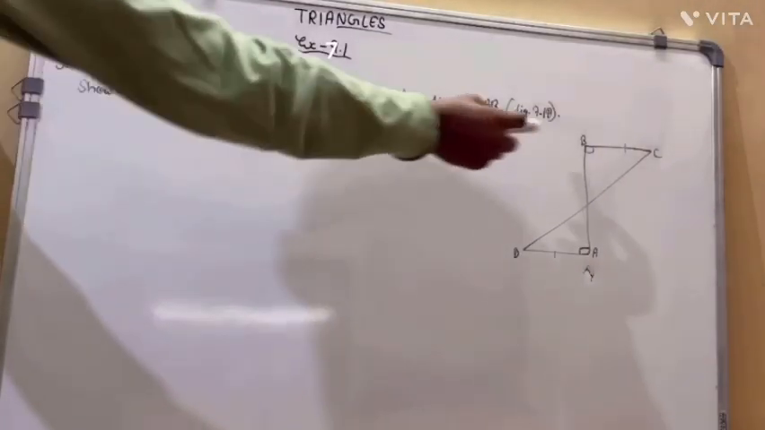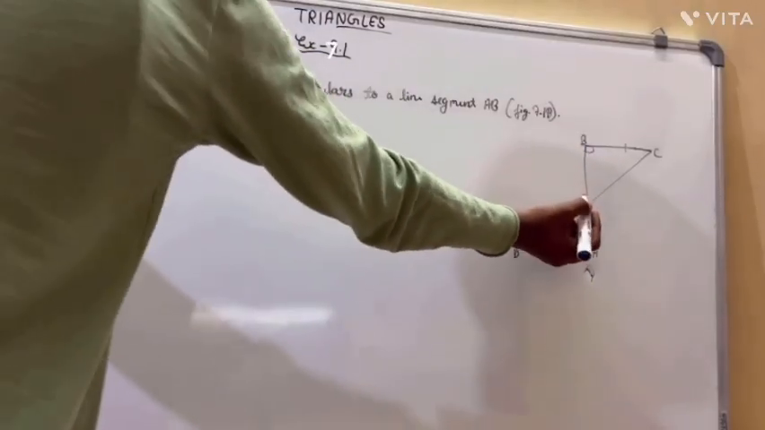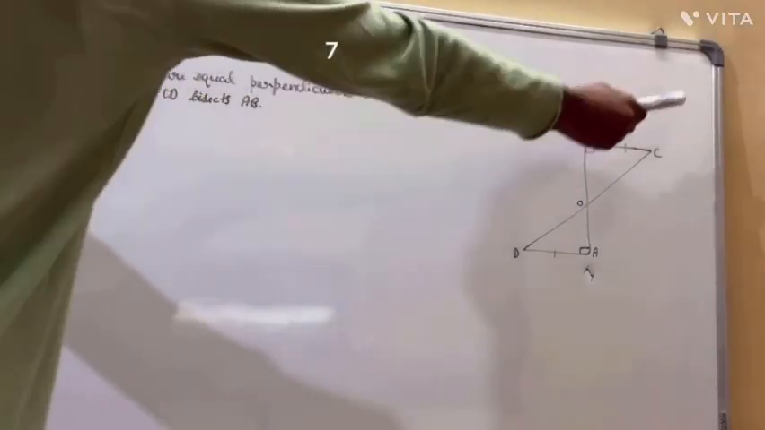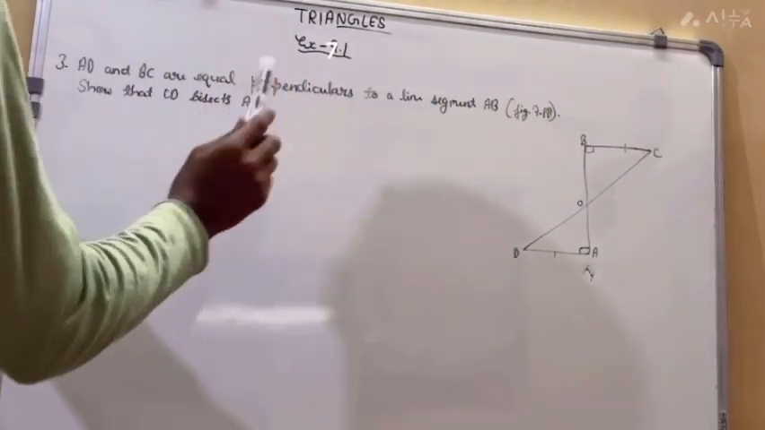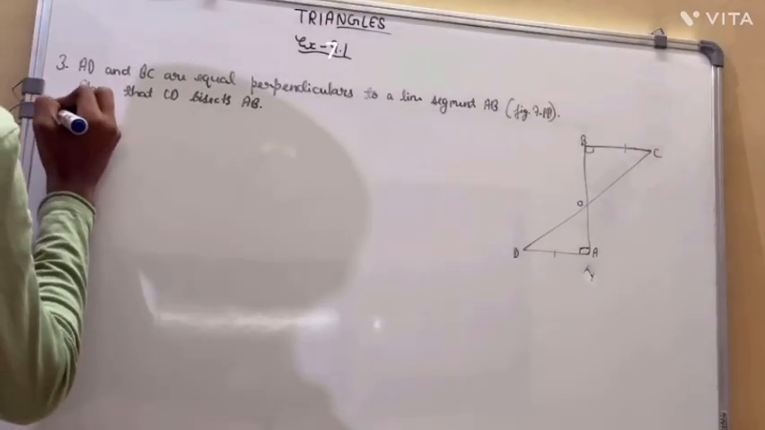We have to show that this line CD bisects this line AB. Bisect means, like, this is point O. So here OC is equal to OD. We have to prove that. Bisects means divide into two equal parts. Okay. So, solution.